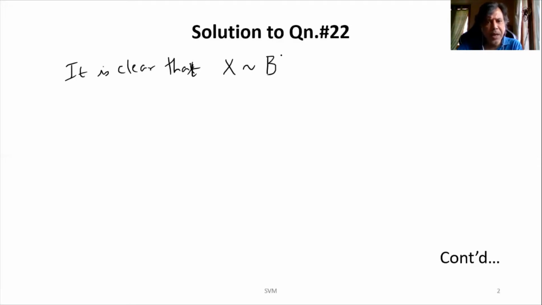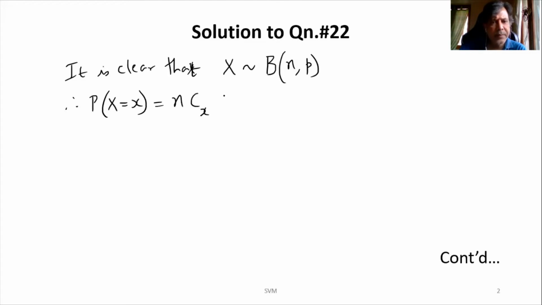Capital B denotes binomial within brackets n comma p. What does it mean? X is following a binomial distribution which has got parameters n and p. Already we wrote what is n, what is p. So therefore I can say probability of X taking the value small x should be equal to nCx. I am writing the probability mass function of a binomial distribution, which is already written in the theoretical part: nCx p power x q power n minus x, where X takes the value 0, 1, 2, and so on up to n.